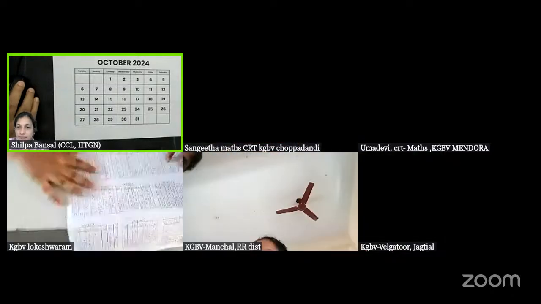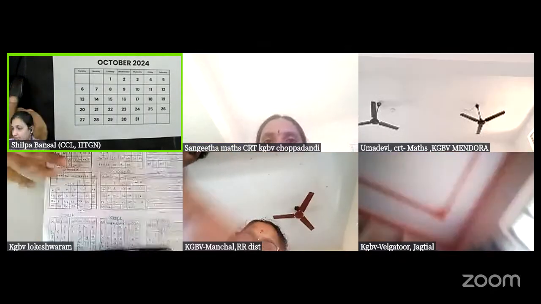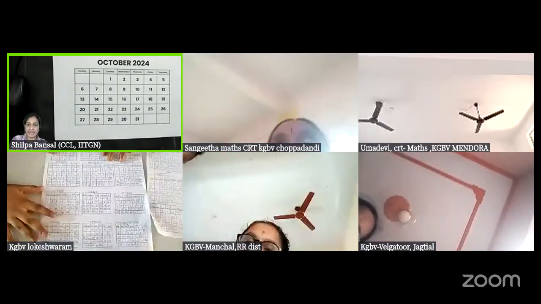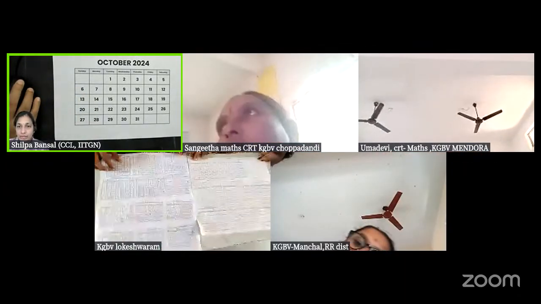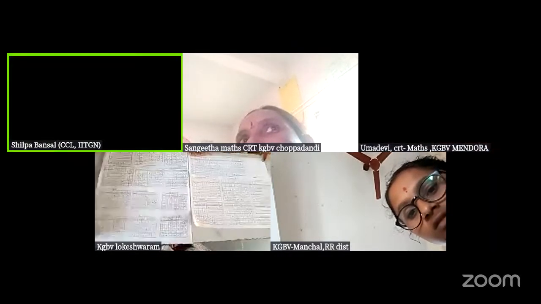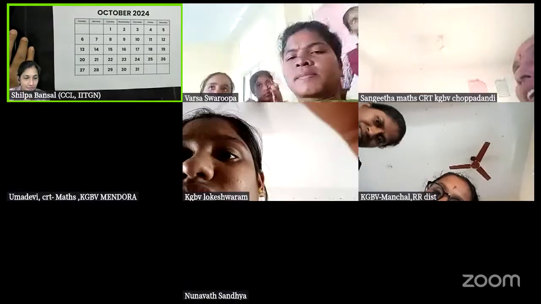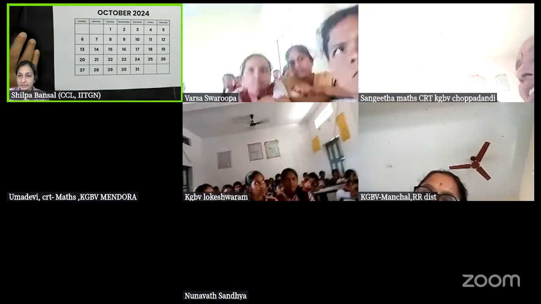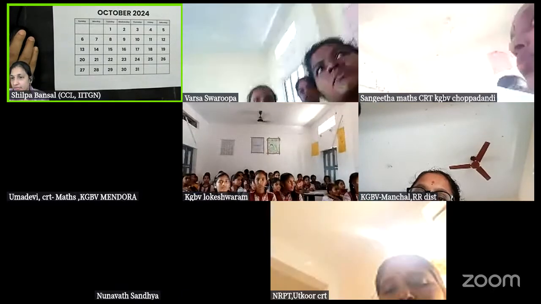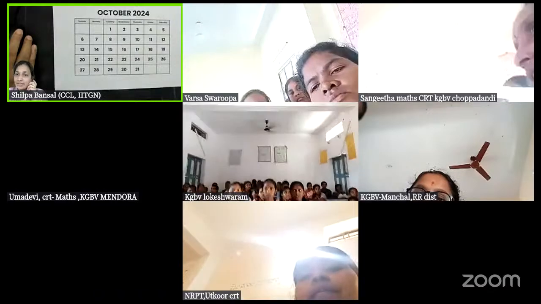Lokeshwaram, they have the printout. So each person take 3 of the calendar. Cut it along the line. Take 3. Everyone has, then it is very nice. Otherwise, share it among yourselves. Take 2 and share. KGV Manchal, there we have the printout.